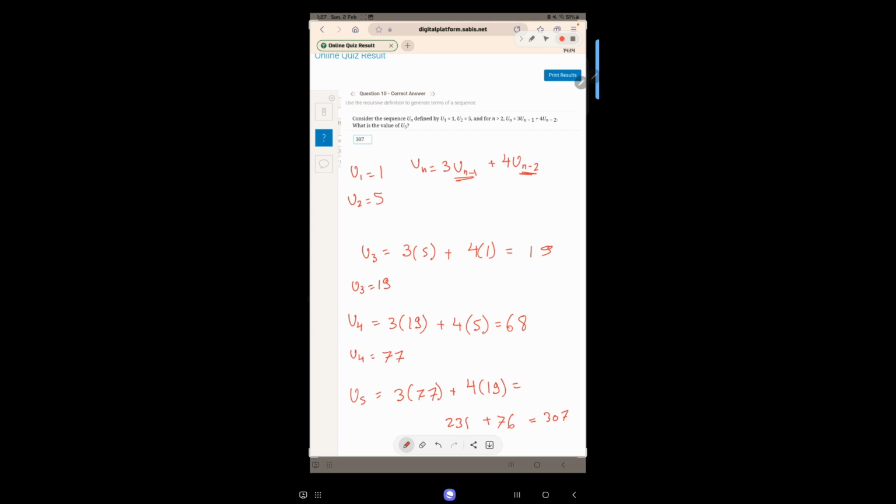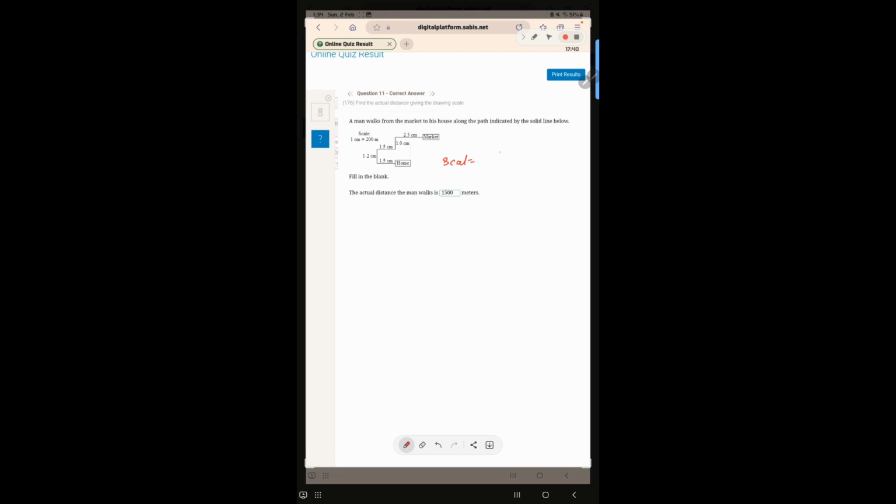So for this question, they want the actual distance. The formula that we have is the scale is equal to the length on the drawing over the actual length. The scale here is 1 centimeter is equal to 200 meters. You want to find the actual length, so this is x, and then the length on drawing. What you have to do is you just have to add up all of these. So you can put it on the calculator.